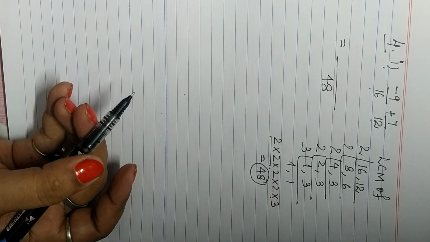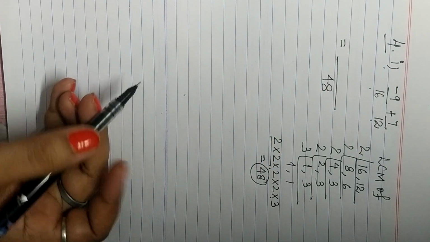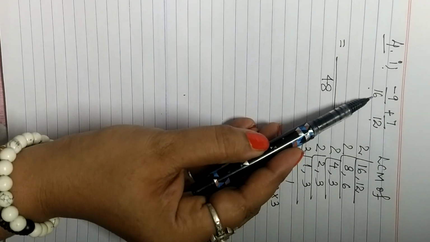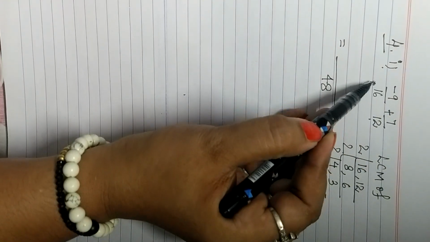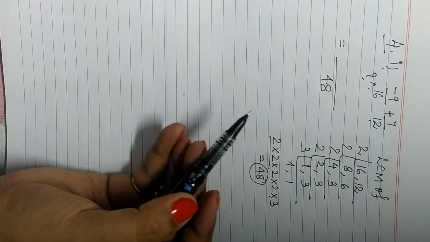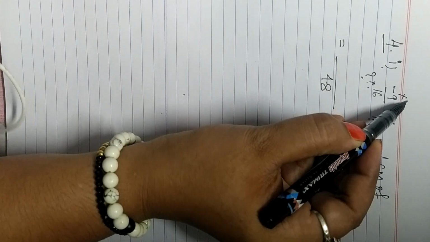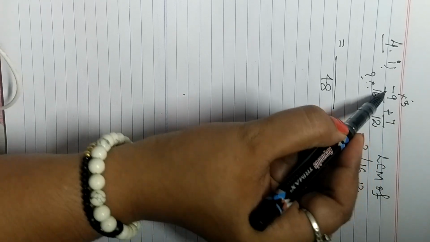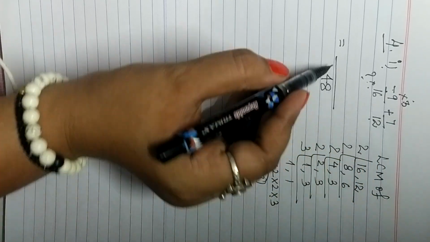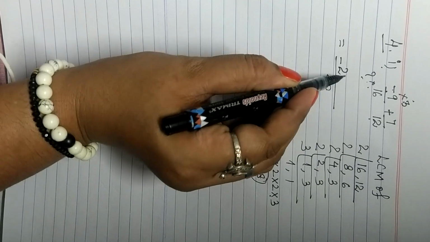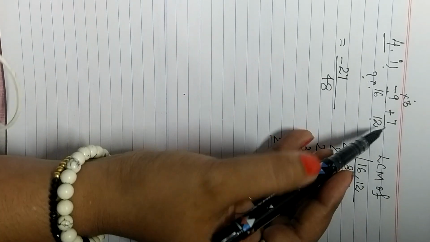Now 16 we have in the denominator. 16 multiplied by what will give you 48? So 16 threes are 48, so 3 into minus 9. 3 into a negative number. Plus into minus will give you minus. So we have got minus 27.